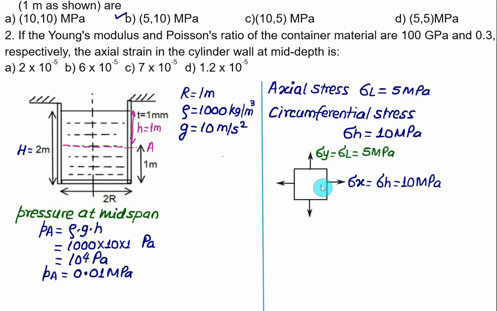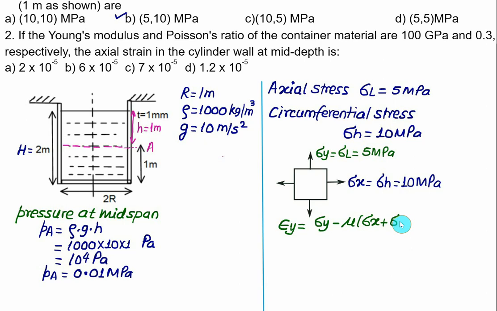This one is representing the state of stress at mid depth, and we are interested to know the axial strain. Axial strain is epsilon y. So if I apply the generalized Hooke's law, I will get epsilon y equal to sigma y minus mu times sigma x plus sigma z.